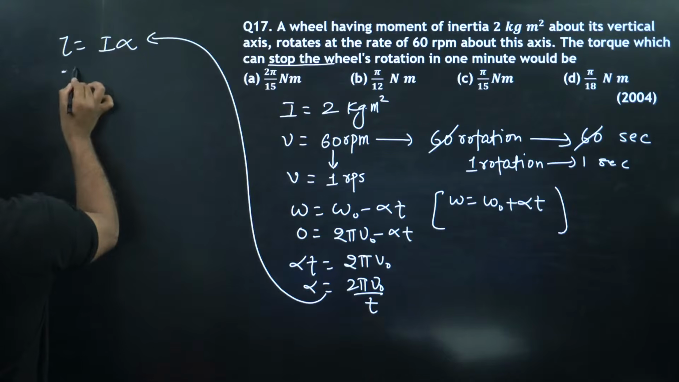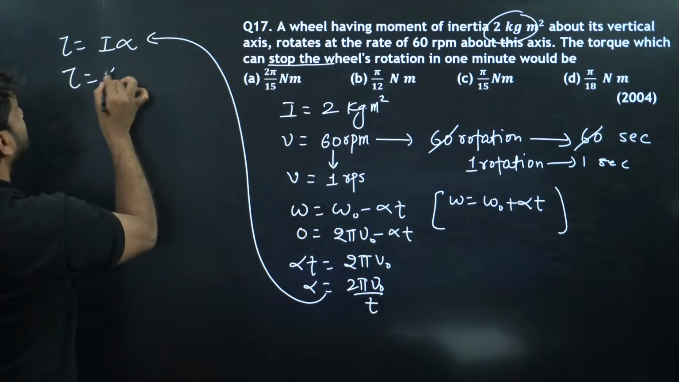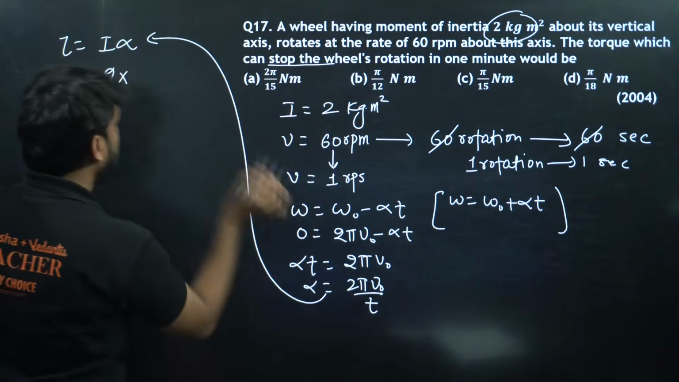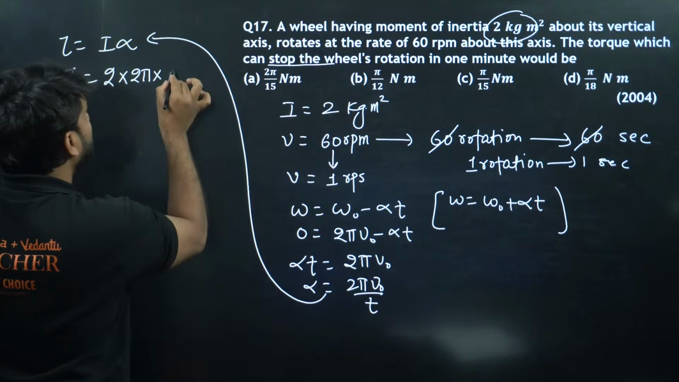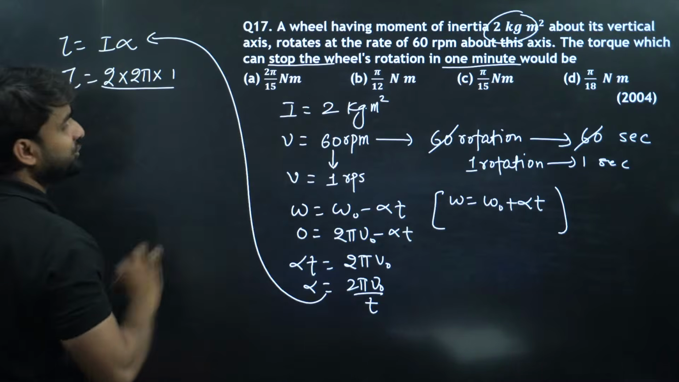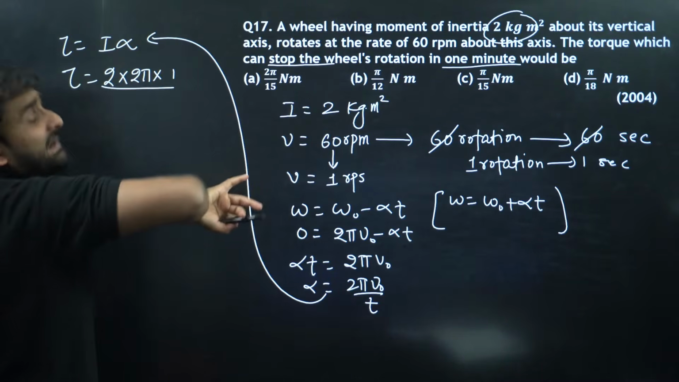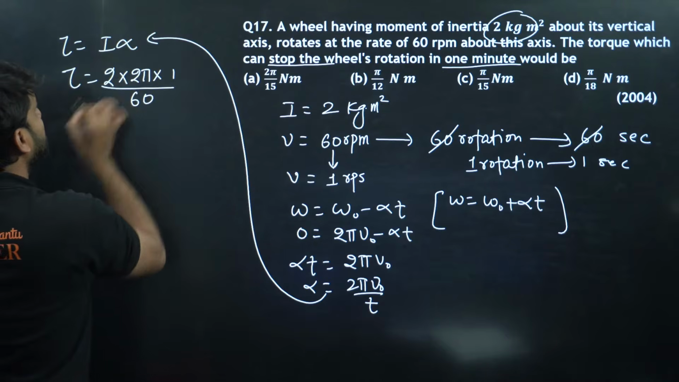So this will be torque is equal to I alpha, and I is equal to 2 kilogram. So this is 2 into alpha, which is 2 pi into nu naught, which is 1 divided by time. How much is the time? 1 minute. So time is 1 minute, which means 60 seconds. So we have to put 60 here. Can we please solve it?